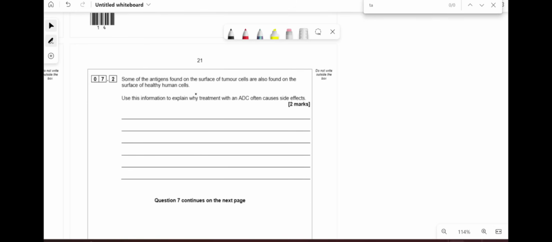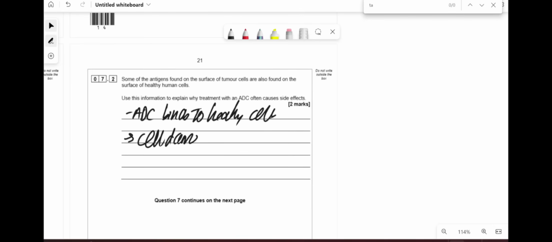Some of the antigens found on the surface of tumor cells are also found on the surface of healthy human cells. Use this information to explain why treatment with an ADC often causes side effects. Well, they just told you that some of the antigens are also similar in human cells. So ADC binds to healthy cells. And then obviously that leads to cell damage. And that causes side effects. And that's exactly how side effects happen: they go to places we don't want them to go because they bind to similar antigens, if it's a drug like this.